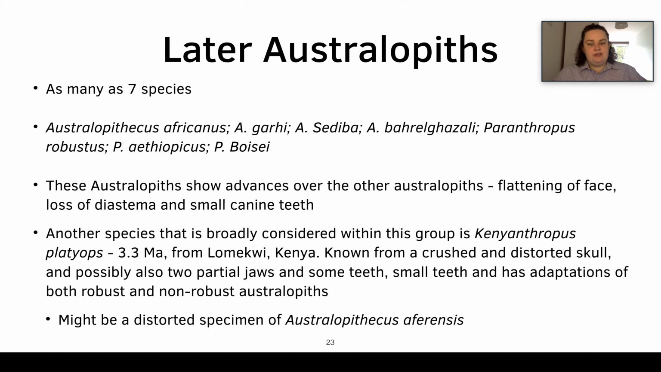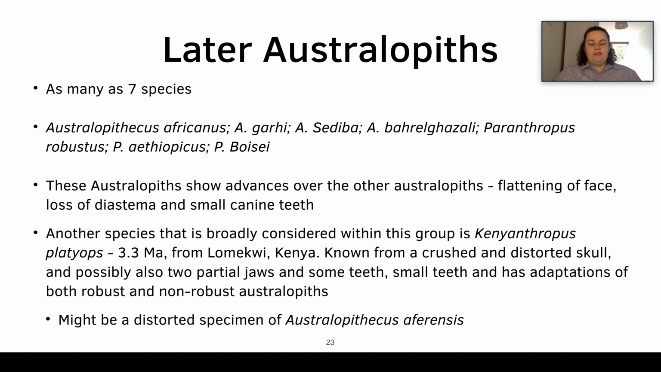And so now we move on to the later Australopiths, and there are as many as 7 species. So again, I've put the S in Sediba and the B in boisei with capital letters. By the way, if it's a species name, they shouldn't have capital letters. I just thought I'd put that out there. So these Australopiths show advances over the other Australopiths, like the flattening of the face. They have a loss of diastema, which is the gap in teeth, and they also have small canine teeth.